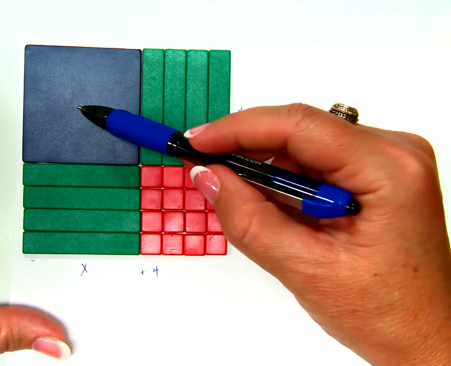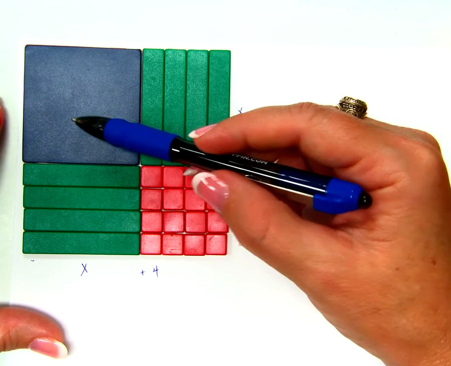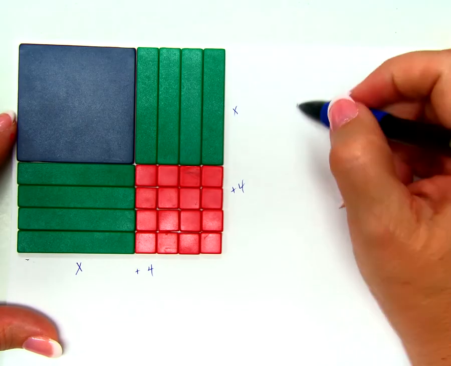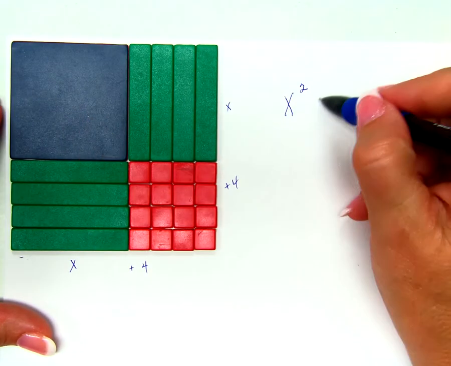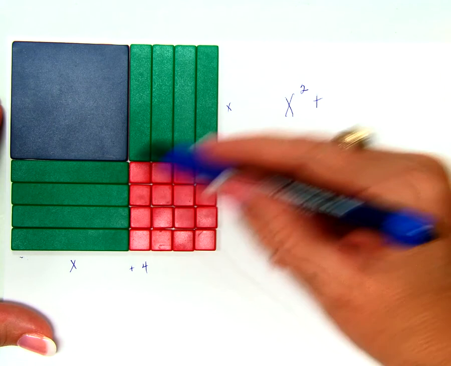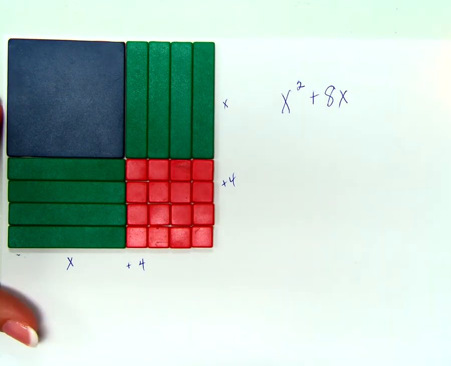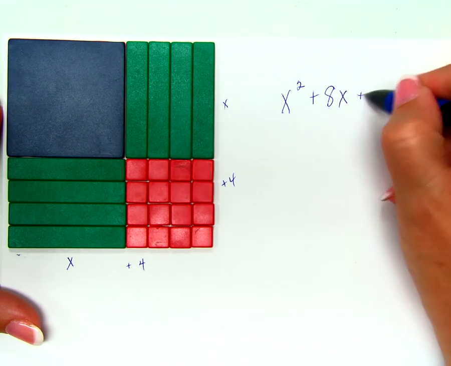How big is this? X squared. Why is it x squared? Because each side is x. Each side is x, and if we're trying to find the area, I have x squared. So what I gave you in the beginning was x squared and 8x, right? What you had to add was how many? 16. Okay?